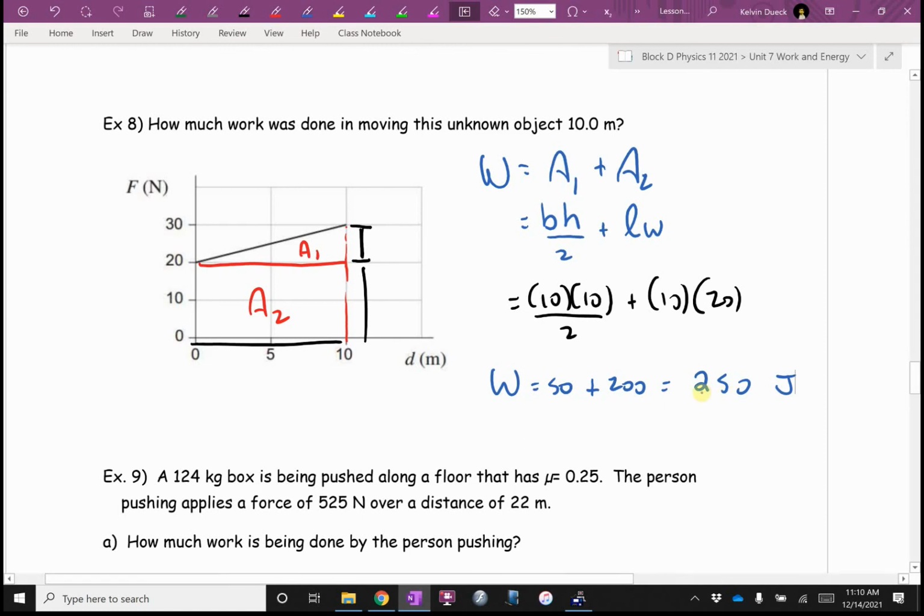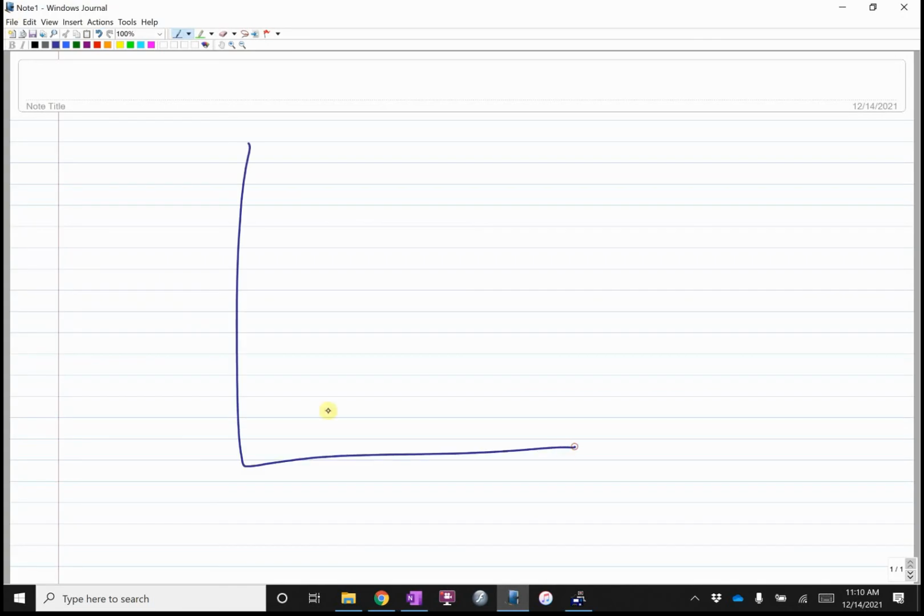If I give you a graph, it's either going to be something like this, where the area is just a triangle, or it'll be something like this, where the area is a rectangle, or probably something like this, where the area is a trapezoid, which is a rectangle plus a triangle. It's going to be one of those three. Probably the third one, because why not?